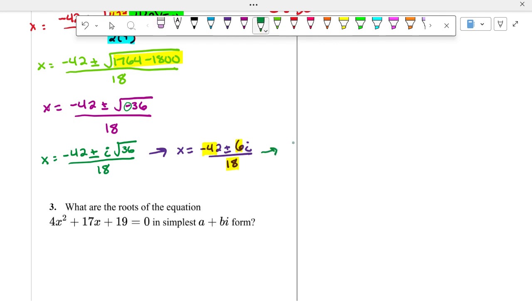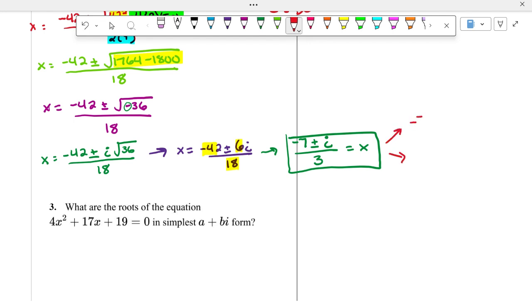So, negative 42 divided by 6 is negative 7. Plus or minus 6 divided by 6 is 1, so we just leave the i. All over 18 divided by 6 is 3. So negative 7 plus or minus i over 3. So that's where we have two imaginary solutions. Because remember, if I break this apart, that's negative 7 plus i over 3, negative 7 minus i over 3. Either one of those works.